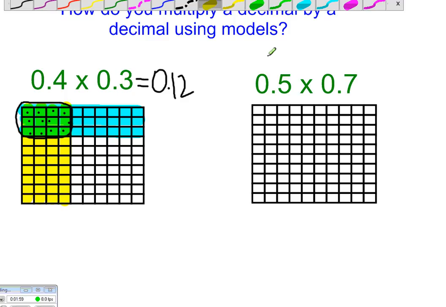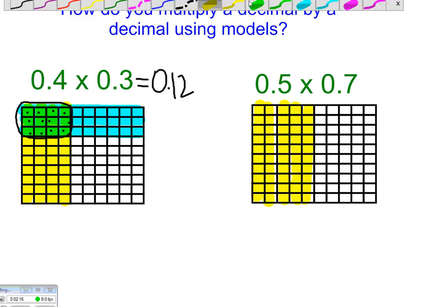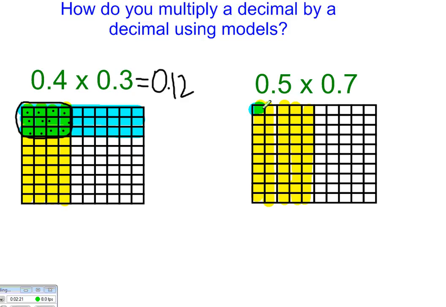So for this other problem, we have 5/10 times 7/10. So first, what's my first step? I'm going to shade in my 5/10. Here's 1/10, 2/10, 3/10, 4/10, and 5/10. And now I'm going to take 7/10 of that 5/10. So I'm going to shade in 7/10 across. 1, 2, 3, 4, 5, 6, and 7/10 right there.